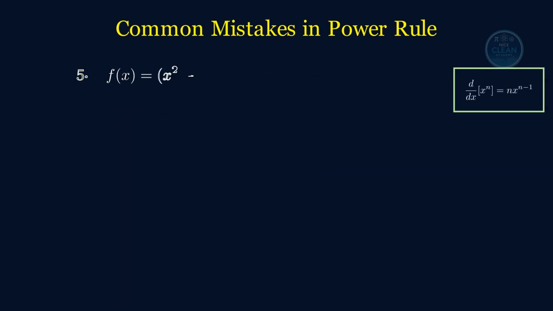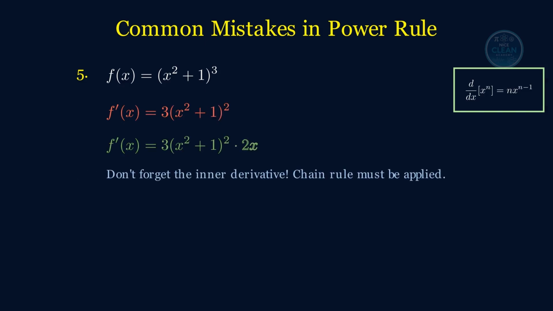Mistake 5. Forgetting the chain rule. This is a classic one. f of x equals x squared plus 1, cubed. The outer function is something to the power of 3, so we bring down the 3 and keep the inside the same. But don't forget the chain rule. We have to multiply by the derivative of the inside, which is 2x. So the correct derivative is 3 times x squared plus 1, squared, times 2x. Outer first, then inner. Always.